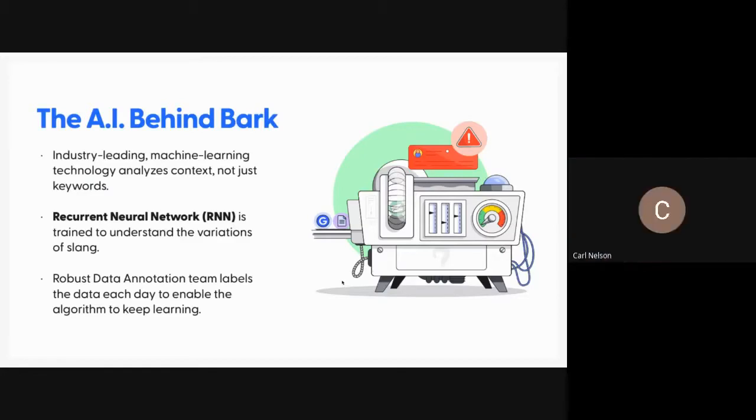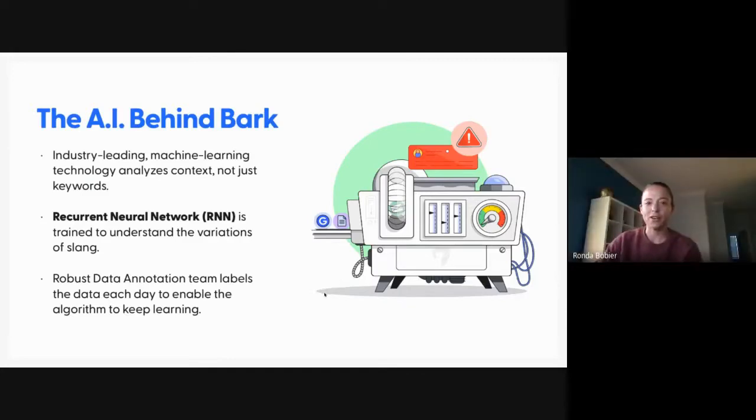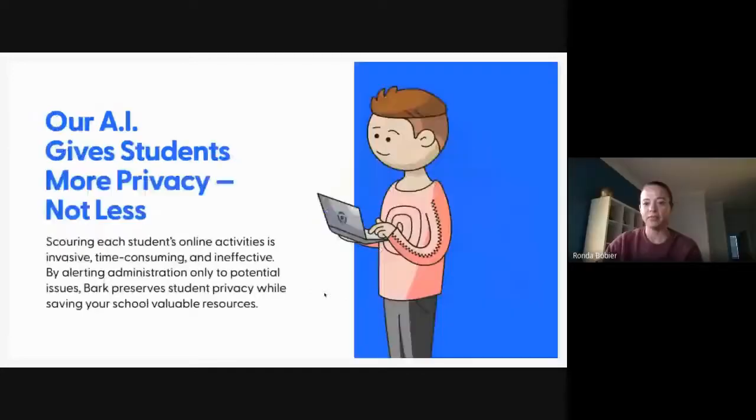Yeah, I've done that quite a few times where things either seem like they should have been flagged or shouldn't have been flagged. Or sometimes you'll see something and I thought it should have been more severe, and again, I just sent it off to them and they look at it. So they're good at getting back to you real quick about it too. And that only helps us get better as well. So, appreciate that. Our AI does give students more privacy and not less.